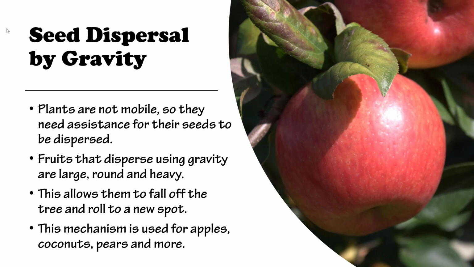Seed dispersal by gravity. Fruits that disperse using gravity tend to be large, round, and heavy. As the fruits ripen, they tend to get heavier until gravity takes over and the fruit falls to the ground. This allows them to fall off the tree and roll to a new spot. This mechanism is used for apples, coconuts, pears, and more.